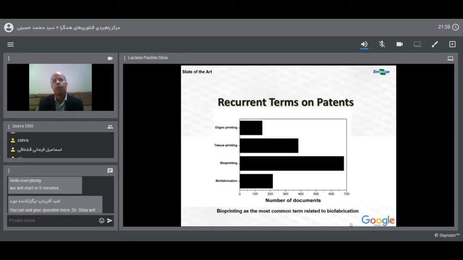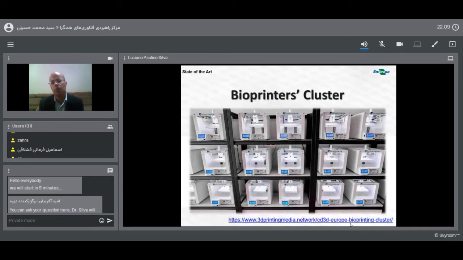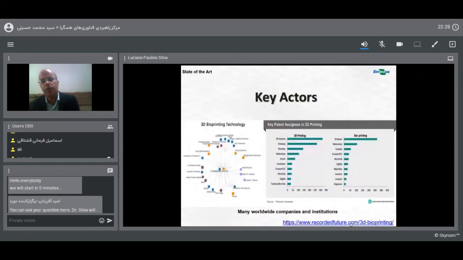The most recurrent terms in patents are also related to bioprinting as now the most common term related to biofabrication, and we have also observed that several companies and also institutions have developed even bioprinting clusters using a lot of bioprinters simultaneously in order to parallelize the production of biomimetic studies. We have several key actors in the world, and many worldwide companies and institutions have developed these fields.